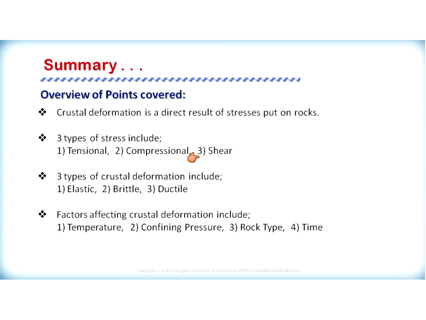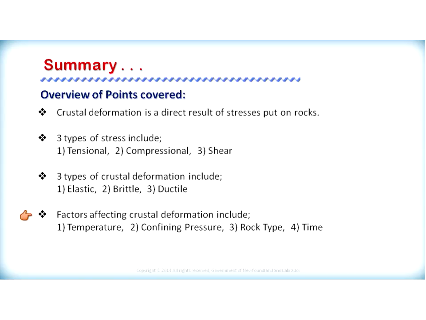And number three would be shear forces. When shear stresses are put on a rock, they tend to move the rock in different directions, or we can have different segments of a rock which tend to move in different directions. There are also three different types of crustal deformation, and they include elastic. Elastic deformation is recoverable. Brittle deformation. Brittle deformation is permanent. And ductile deformation. Ductile deformation is also permanent.